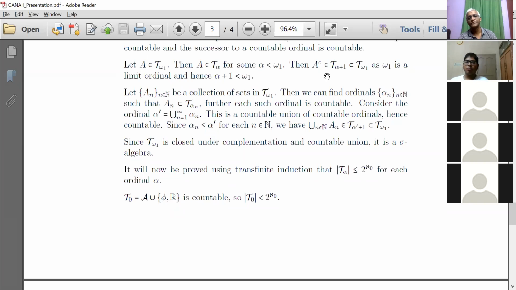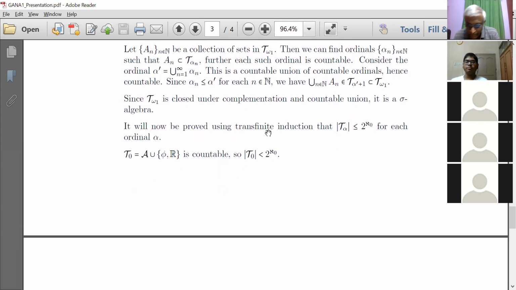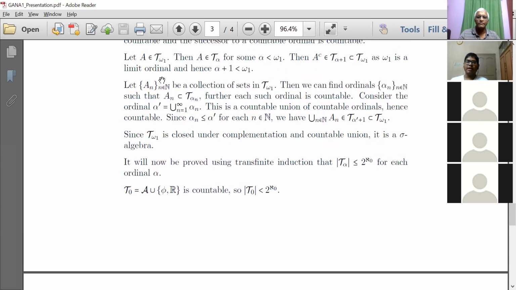Okay. Now A complement is in T of alpha plus 1, from the definition of T of alpha plus 1, like the successor ordinal case. So that is contained in T of omega 1, as alpha plus 1 is a countable ordinal. So we have shown that T of omega 1 is closed under complementation. Now we will show that T of omega 1 is closed under countable union.